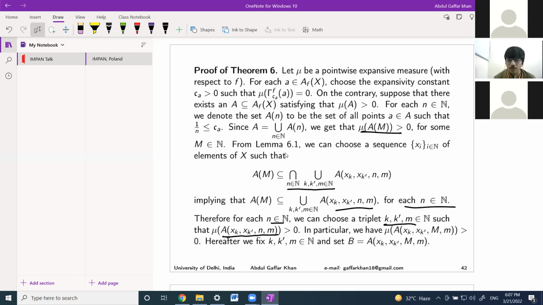So we assume that we can choose a triplet k, k prime, m for each n such that the measure is positive. So in particular, for this capital M here, we replace this capital M, we fix a triplet k, k prime, m, assume that it has positive measure, and set it to be the set B.